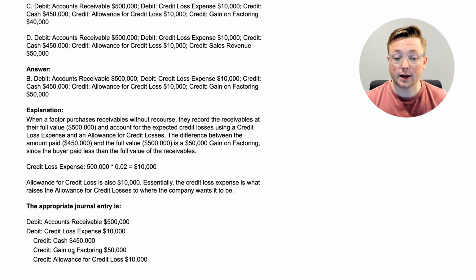And then you have the credit for the gain on the factoring because, again, they paid $50,000 less than the accounts receivable was actually worth. So that's a gain on their end. And then finally, you credit the allowance for credit loss because, again, they are expecting these $10,000 to be uncollectible. And since it's without recourse, they are responsible for any of these losses, any of these amounts that are uncollectible. So that's without recourse, and that's from the side of the factor.